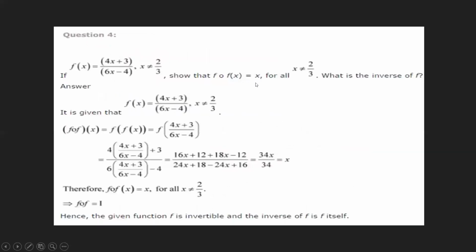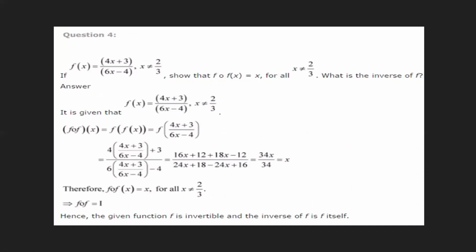Let's see one more question over here. That is also a similar one. f(x) is given this, x is not equal to 2 upon 3. We have to show that f of f(x) is equal to x. And further it is given what is the inverse of f. This we don't have to do. We have to only find f of f(x).